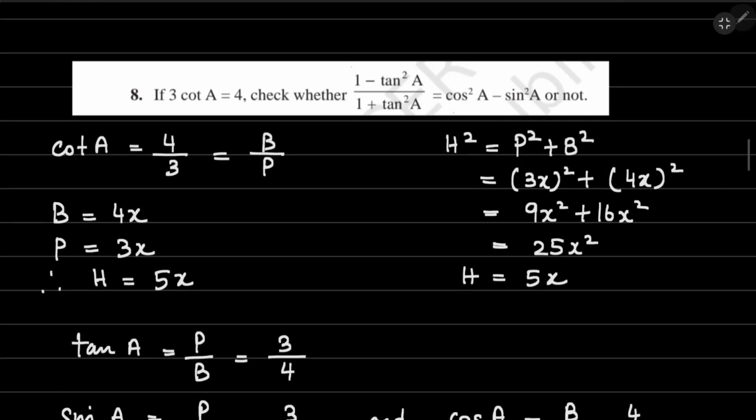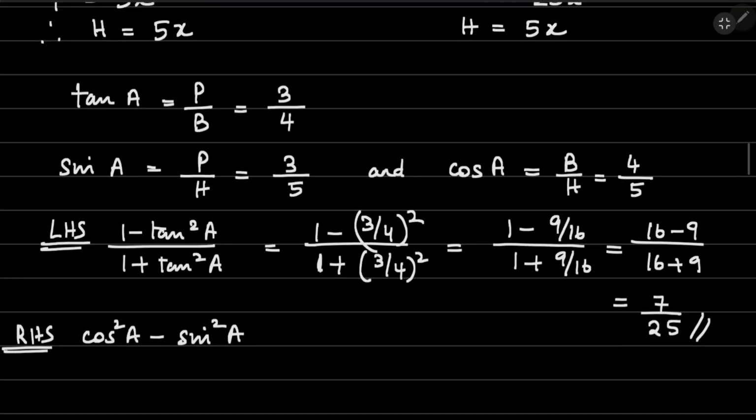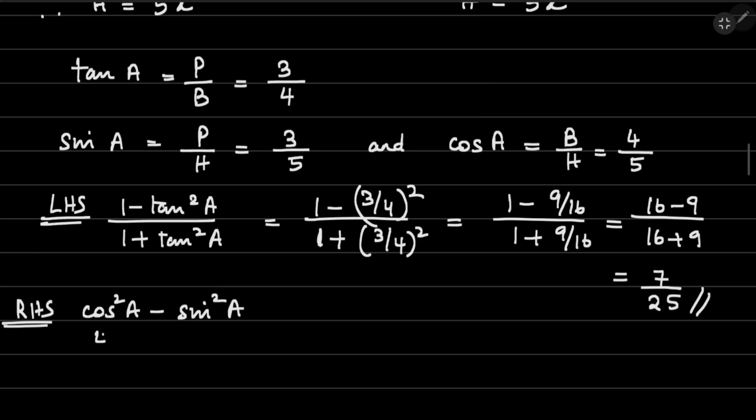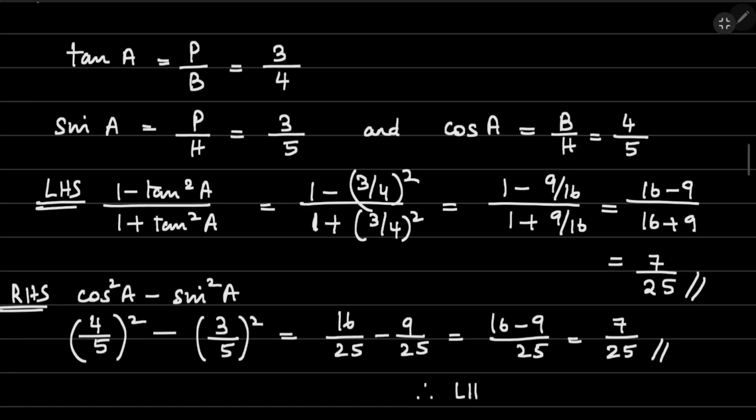What is RHS? Cos square A minus sin square A. So let's take our RHS. Cos square A minus sin square A. What is cos square A? 4 by 5 the whole square minus 3 by 5 the whole square. So 4 4s are 16 by 25 minus 9 by 25. It's the same thing that you're getting. 16 minus 9 whole divided by 25 when you're taking LCM. So this is also equal to 7 by 25. Therefore, you can write LHS equal to RHS, hence proved.